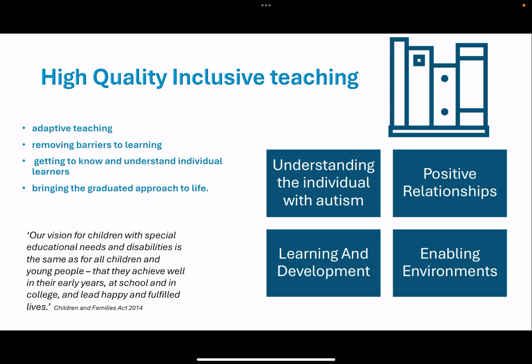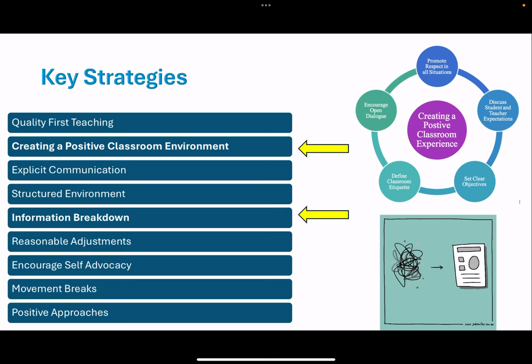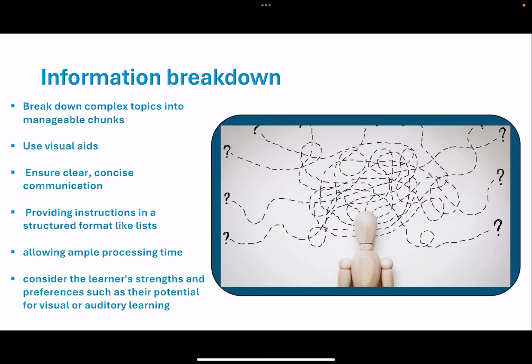From my review of the literature, I've identified these strategies as some of the key strategies for supporting students with autism. Effective adaptive teaching for both SEND learners and all learners will use these strategies, but the two I will focus on are creating a positive classroom environment and information breakdown. To effectively deliver information to autistic learners, it's crucial to break down complex topics into manageable chunks, to use visual aids, and to ensure clear and concise communication. This includes providing instructions in a structured format, like lists, and allowing ample processing time.